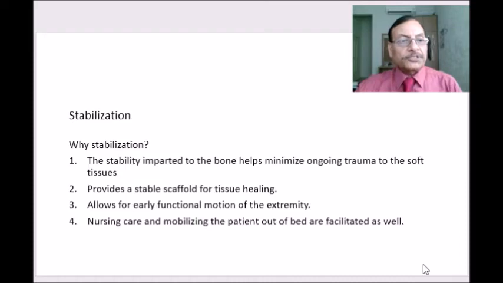What about stabilization? First is why. The stability imparted to the bone helps minimize ongoing trauma to the soft tissues, provides a stable scaffold for tissue healing. It allows for early functional motion of the extremity, and nursing care and mobilizing the patient out of bed are facilitated as well.